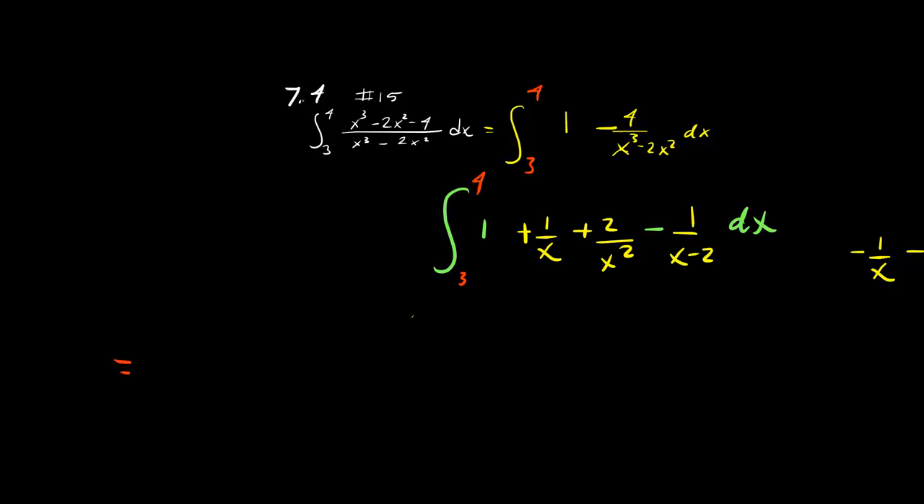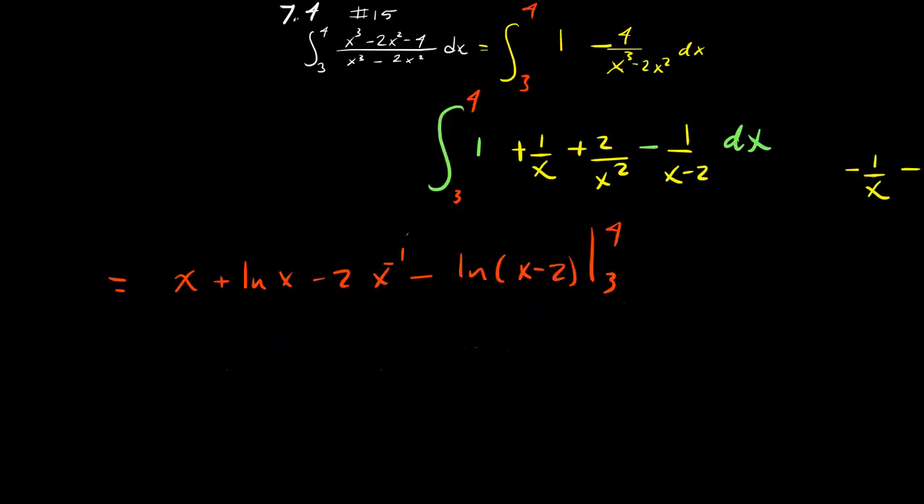1 goes to x. 1 over x goes to natural log of x. 2 over x squared goes to, we should make that negative, negative 2x to the minus 1. And goes minus the natural log of x minus 2. And we're going to plug into that 4 and 3.